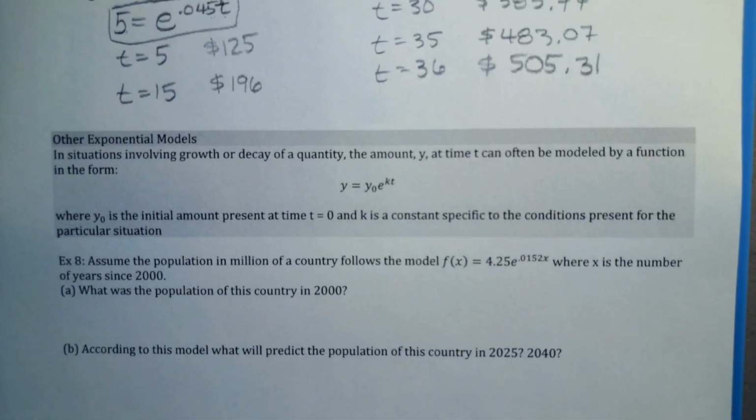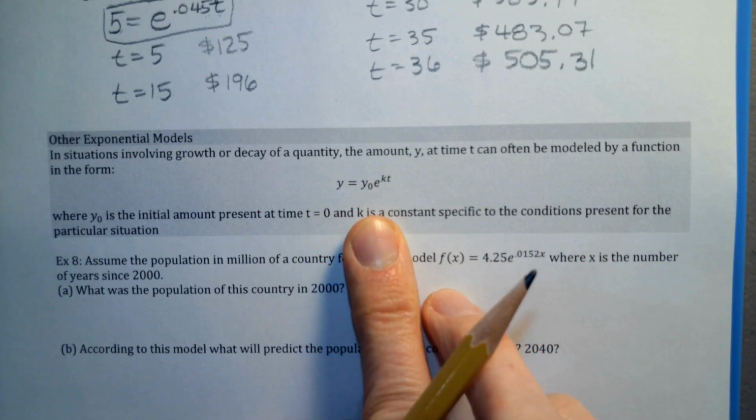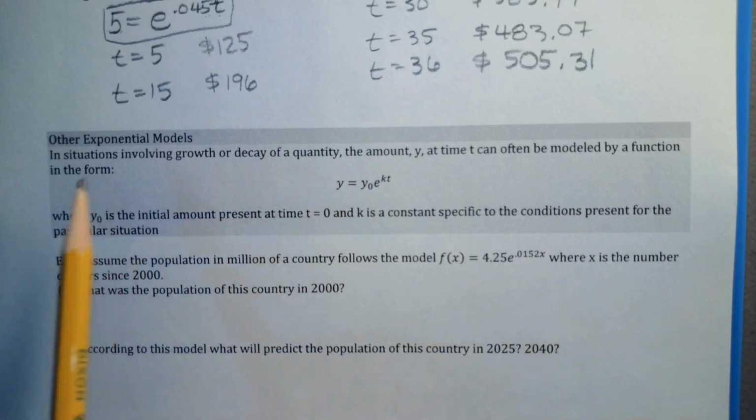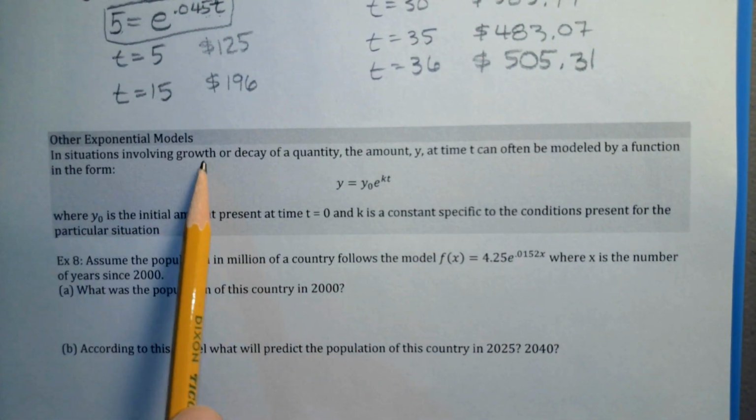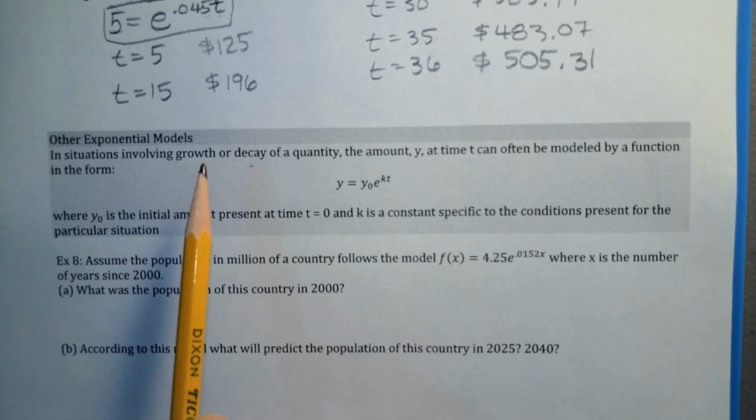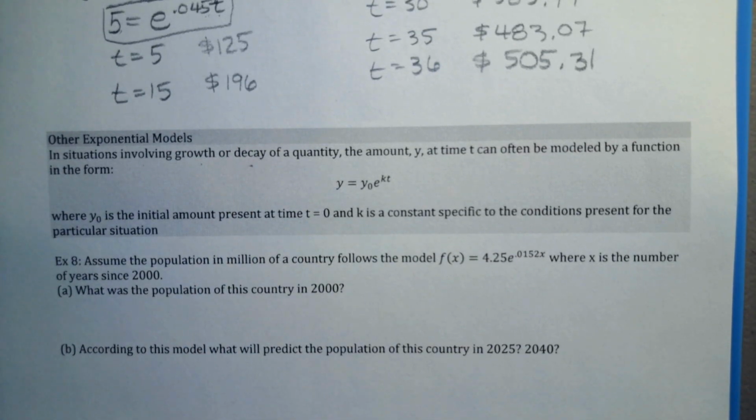Okay. So we're going to use a similar formula for other exponential models as well. A situation involving growth and decay. So growth and decay, you might think population growth. You might think decay as in half-life in chemistry. There are elements that have a certain half-life.